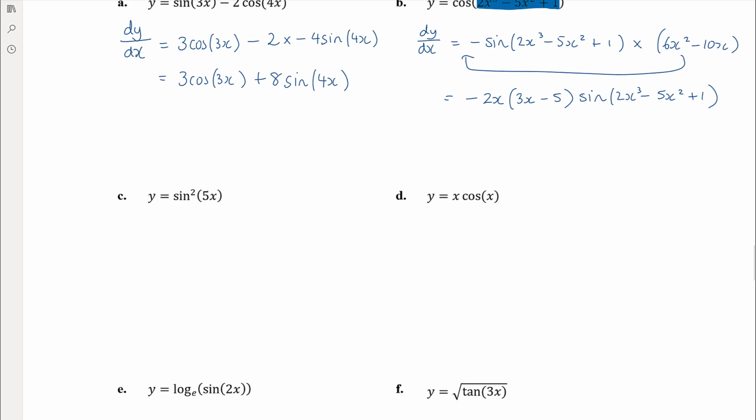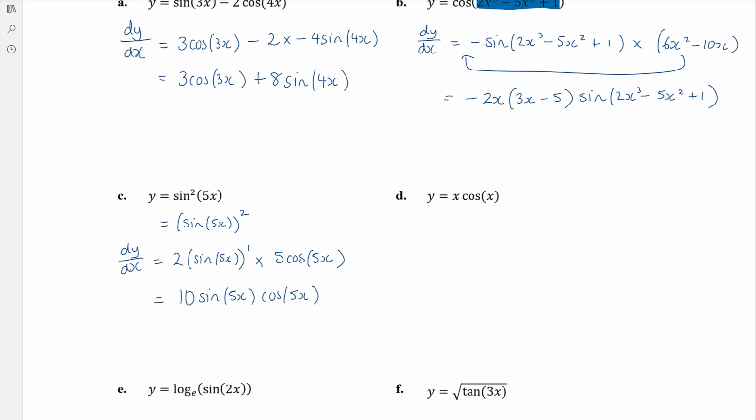Okay, y equals sine squared 5x. Remembering that this is sine of 5x all squared, so we're going to need the chain rule. dy/dx is going to be, thinking about something all squared, 2 times that something to the power of 1, and then we multiply by the derivative of the inside. Derivative of sine of 5x is 5 cos of 5x. And so we're going to get 10 times sine of 5x times cos of 5x.